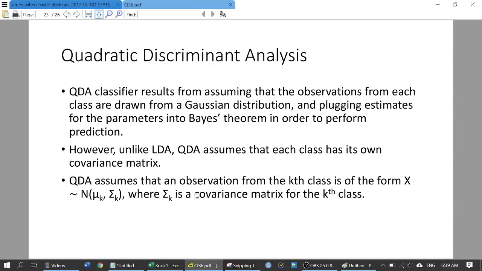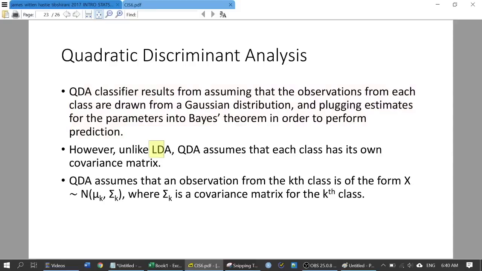Okay, next I'm going to talk about quadratic discriminant analysis. The difference between linear and quadratic discriminant analysis is that, number one, the QDA classifier results from assuming the observations from each class are drawn from a Gaussian distribution and plugging this estimate for the parameters into Bayes theorem in order to perform the prediction. So this sounds like linear discriminant analysis as well.